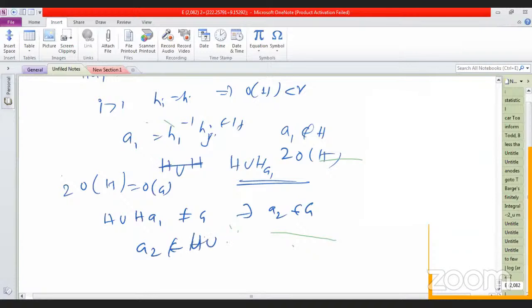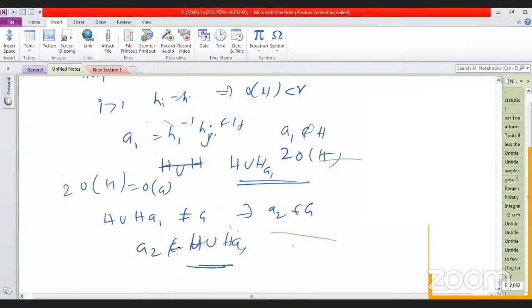Am I correct or not? Yes, I'll have you understand. So therefore, what I am telling here, A1 is equal to HI inverse. H inverse means that the contradiction of A does not belong here. So therefore, H union of HA1, that is 2 order of H, does not equal G. Why? Because A2 belongs to G, and all the elements are in G. H union of HA1 has 2 elements.